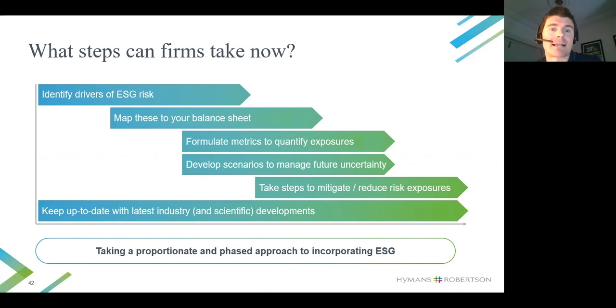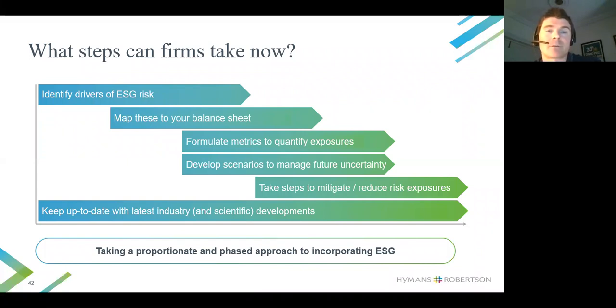So very quickly, what we're saying here is that we need to identify those drivers of the ESG risks. So that's the taxonomy that I ran through earlier on. And then we look to map those onto our balance sheet. Once we've done that, we need to come up with some metrics to allow us to quantify our exposures. And of course, we can use those metrics then to track our exposures and how they change over time.